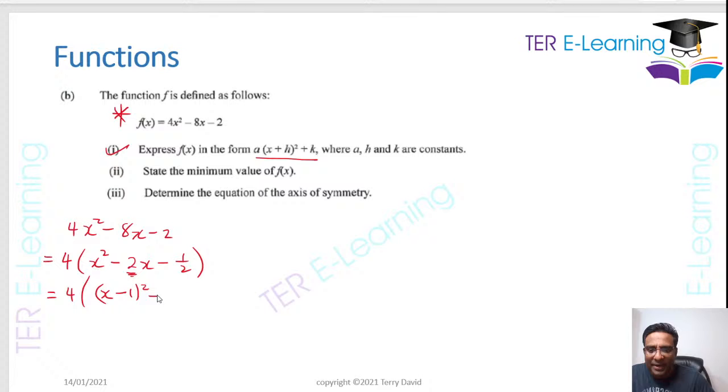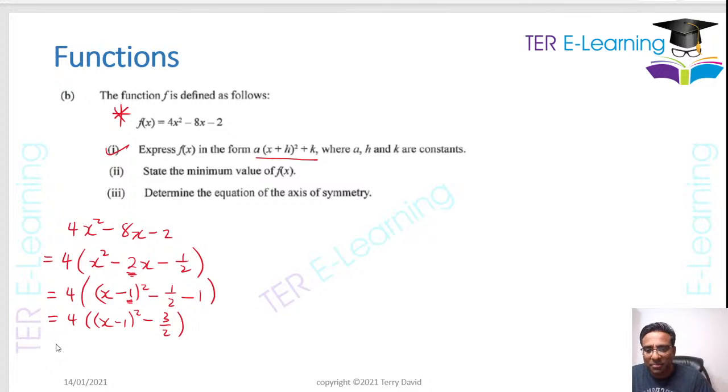What you're going to do is write back your minus a half and then subtract this number squared. So minus 1 squared, which is 1. Close brackets. So this is now 4, open brackets, x minus 1 squared, and basically minus a half minus 1 is minus 1.5, which gives me minus 3 over 2. So this here is minus 3 over 2.